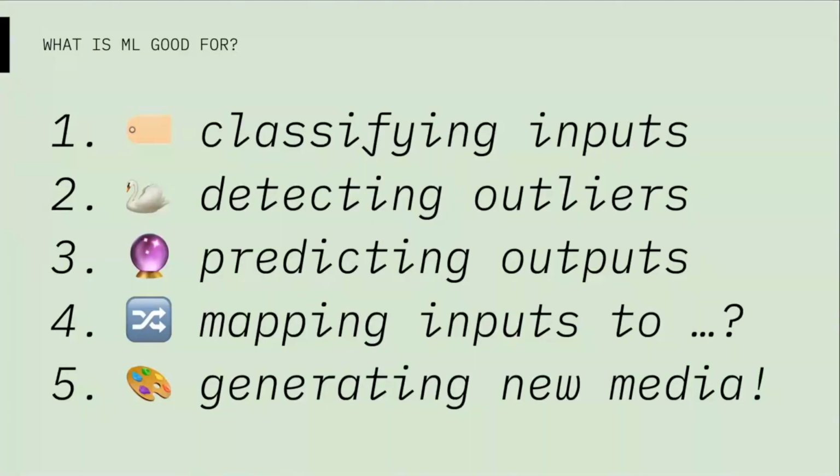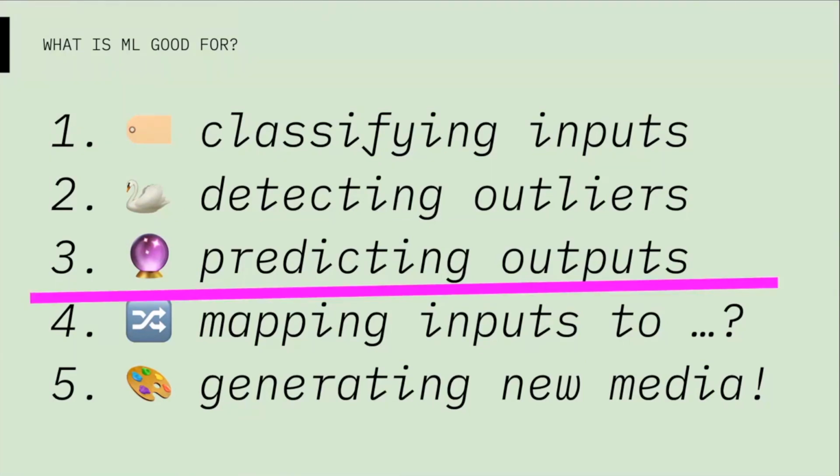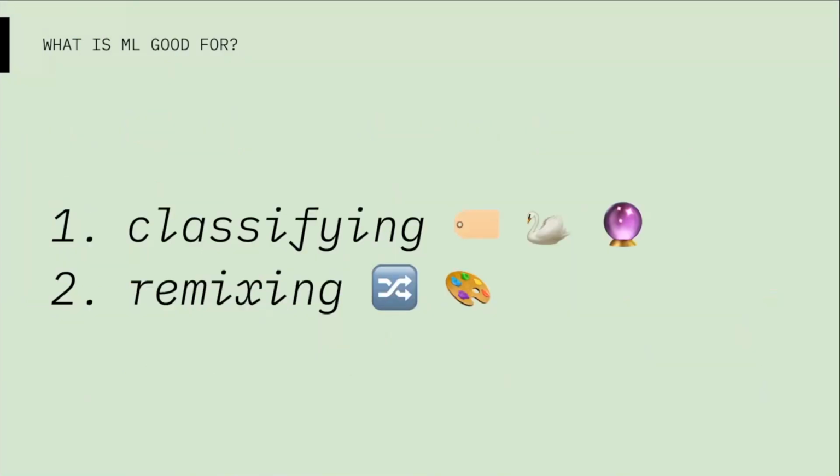So these were the 5 examples of what machine learning is good for, the 5 general categories. These are just my categories. They might not be that great. In fact, you'll notice that there's a lot of similarity between the top 3 and the bottom 2. So let's simplify it and say that machine learning is really good at classifying and really good at remixing. And we'll leave it at that.